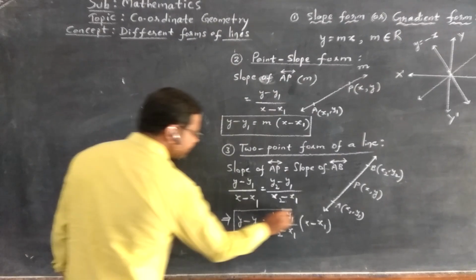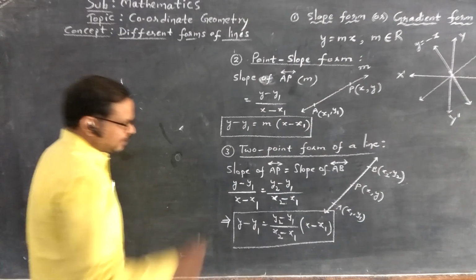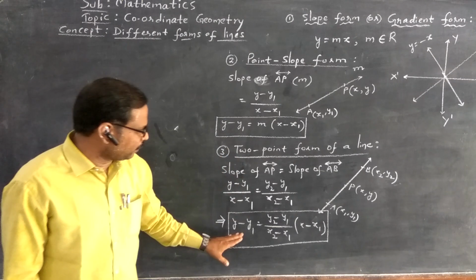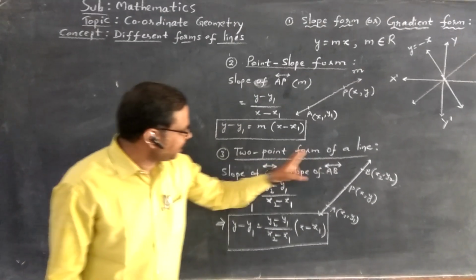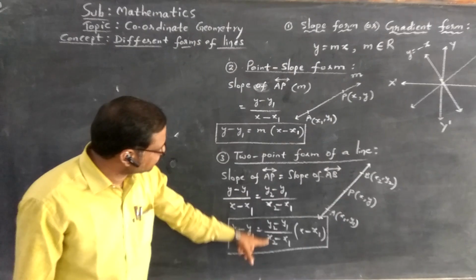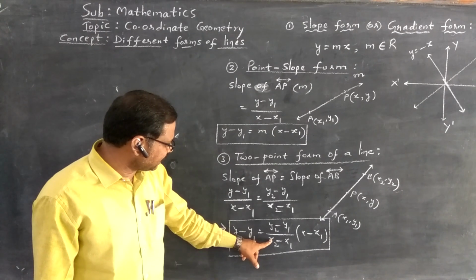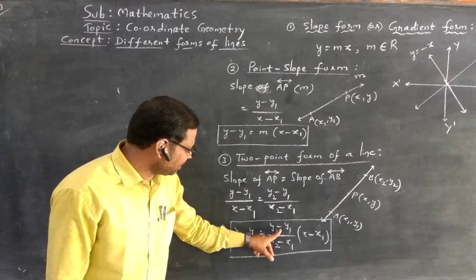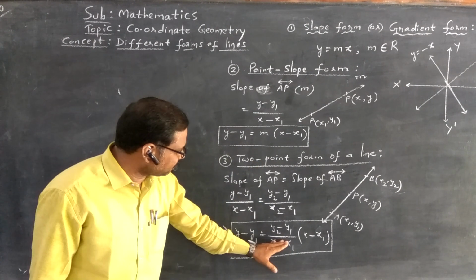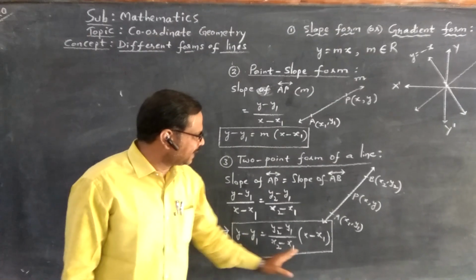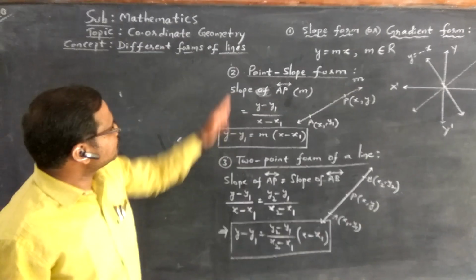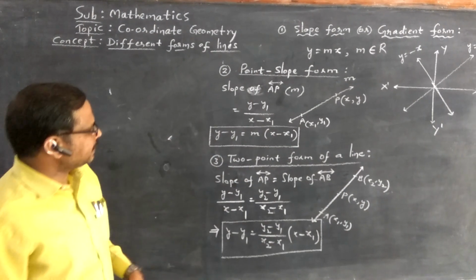So this is the equation of a line passing through two given points. That means the 2-point form of a straight line. Simple. In the place of m, you see, what is kept here? (y2 minus y1) by (x2 minus x1). That's all. In the place of slope, if you put this, you will get the 2-point form of a straight line. Right? So far we have seen three forms.